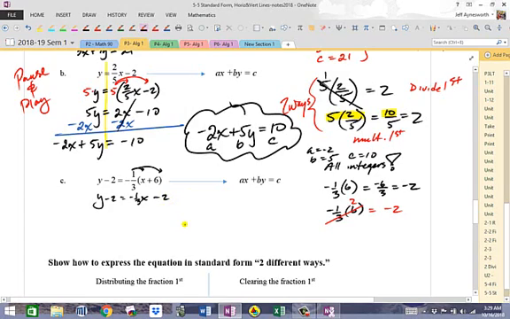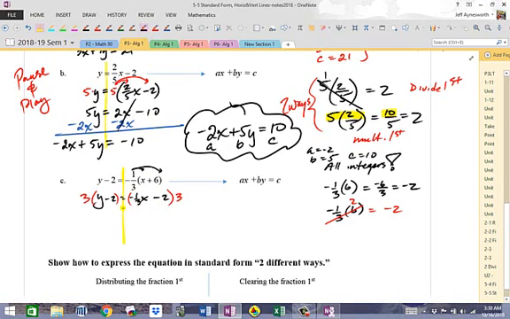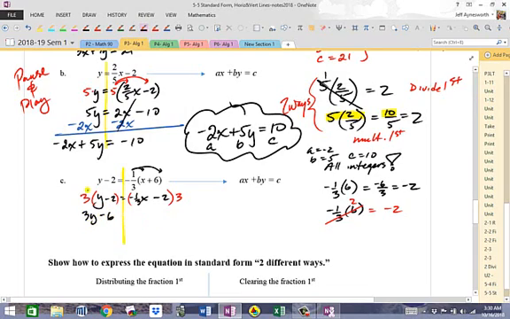Now at this point, we've got to clear the fractions. So we've got to multiply everything by 3, both sides. Multiply by 3 on the left, multiply by 3 on the right. Notice that I multiplied both sides by 3. Distributing through, you get 3y minus 6. Obviously, you've got to distribute twice, and distribute twice this way.